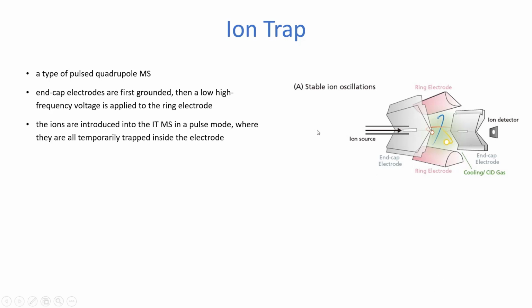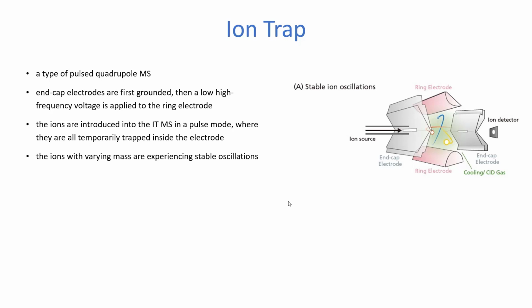So the ions will come through in pulses, which is actually kind of similar to the way the QTOF works, where ions are pushed through the time of flight mass spectrometer by the pulsar or the pusher. And then the ions get trapped inside this sort of box. So that's why it's called an ion trap, because they're actually trapped in there.